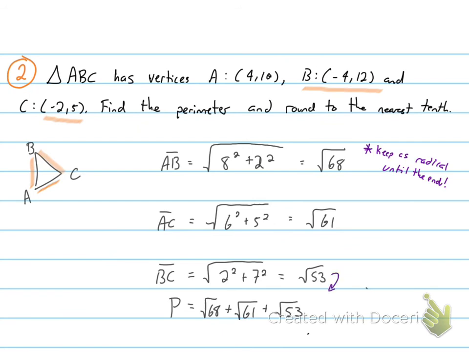So now I'm going to plug this into my calculator. Notice here, this isn't one big radical. It's radical 68, and I'm out of the radical now, plus a separate radical 61 plus a third radical 53. I put this all in my calculator, and I end up rounding to the nearest tenth and getting 23.3, and that is my final answer.